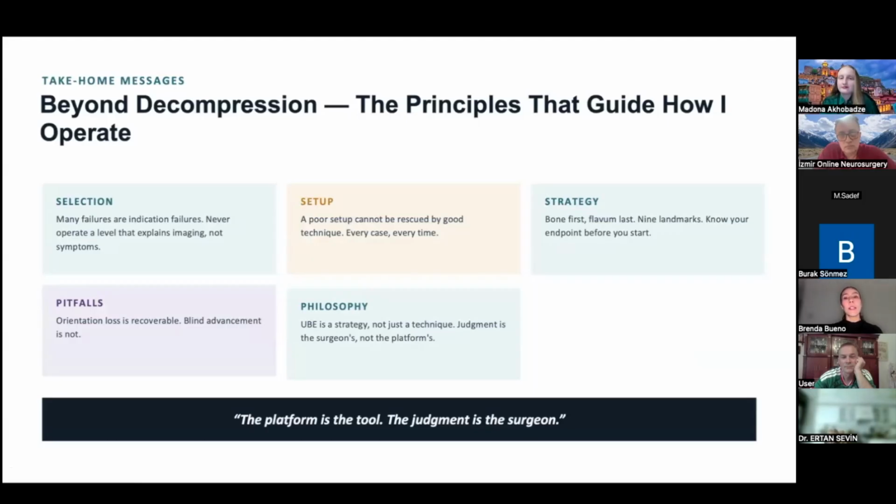Another thing is that in every case you always make sure you have all the team and all the equipment, and you plan your technique really well before starting. And again, bone first, flavum last. This protects your neural elements. And plan your portals really well.